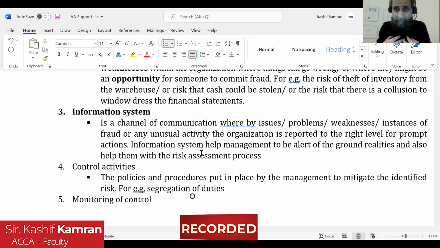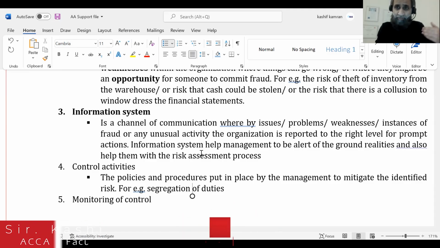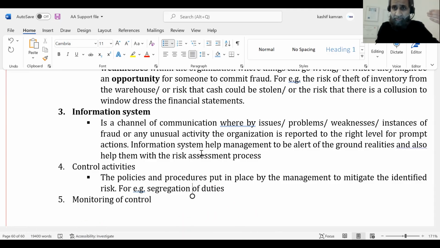Because if I am inputting something, the second person is processing it and the third person is taking out the output. But if I'm doing the input, the processing, and the output, I can do a wrong input, a wrong processing, and get the wrong output, but no one is checking it. But if I do a wrong input, it might get caught at the time of processing, or at the time of output. So there are 3 different people responsible for input, processing, and output.